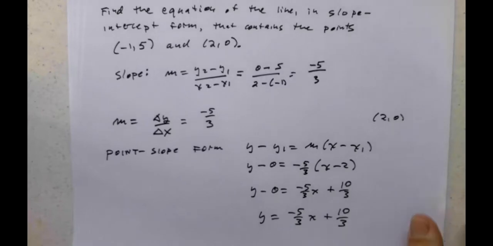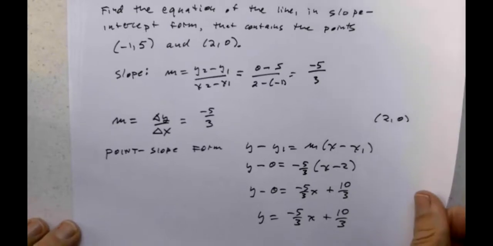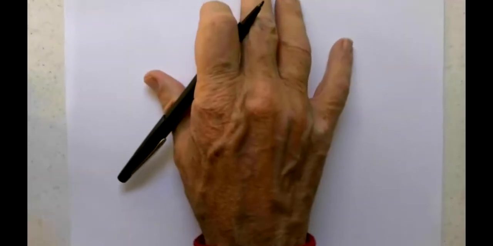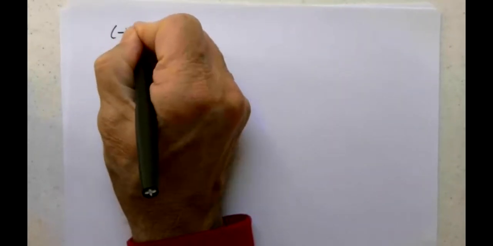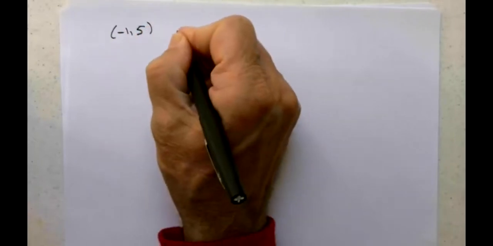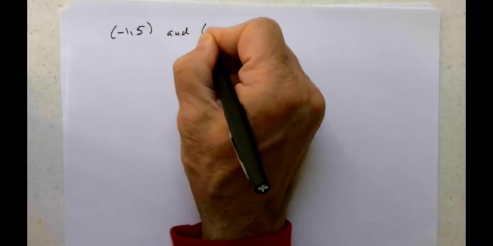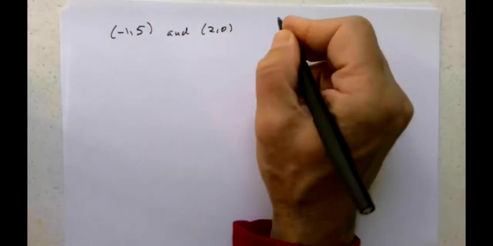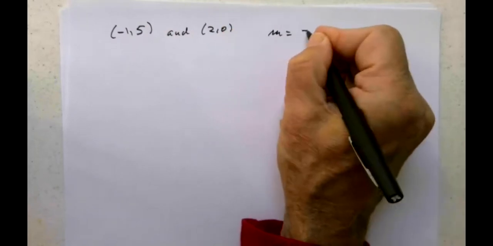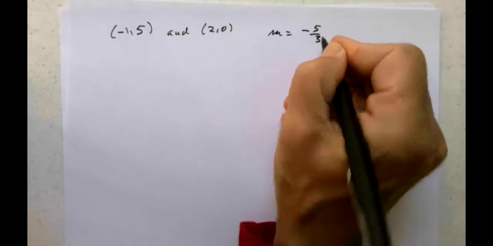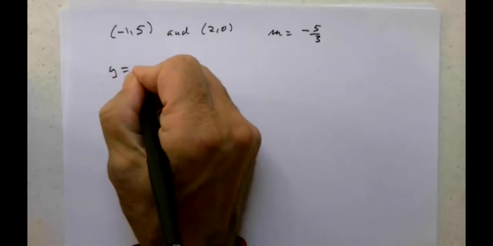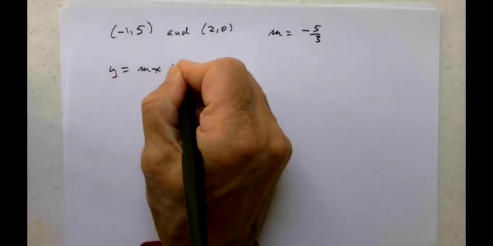Point-slope form is helpful, but I really like to just work with slope-intercept form directly. So I have the 2 points, right? This is what I know. I have the point (-1, 5), and I have the point (2, 0). And we said the slope was -5/3. So I have 2 points and a slope. I just like to use y equals mx plus b and solve for b.